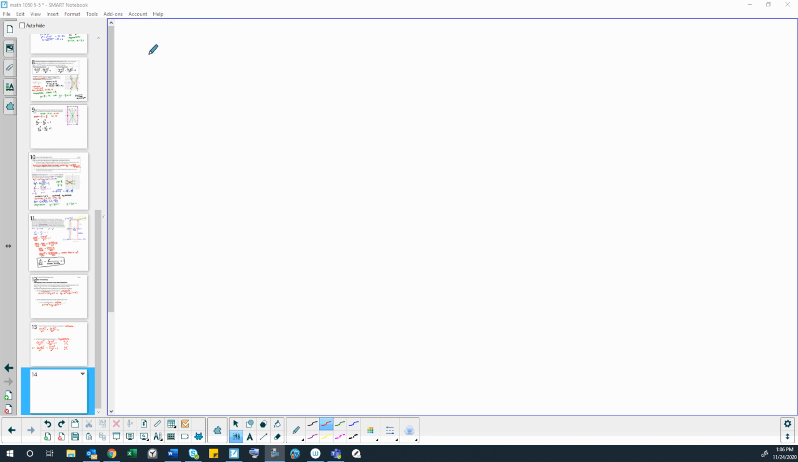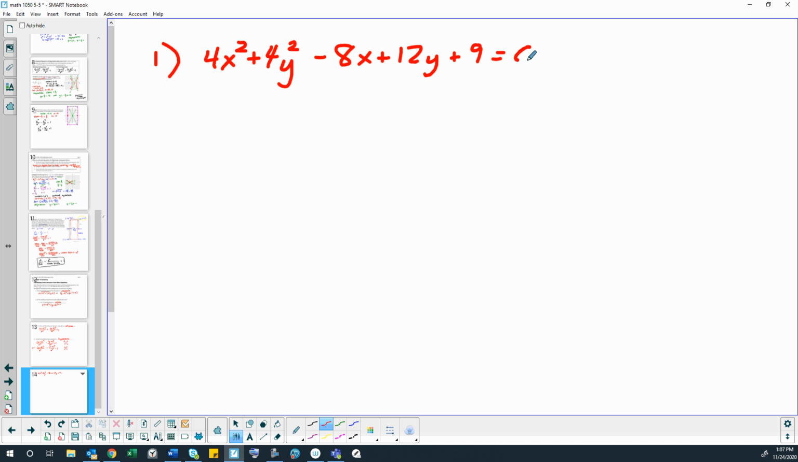On the back of the identifying conic sections page of your notes, there is a little worksheet that I would highly recommend you go through and identify the conic sections, and then put them in standard form. So let's go through what we just talked about.